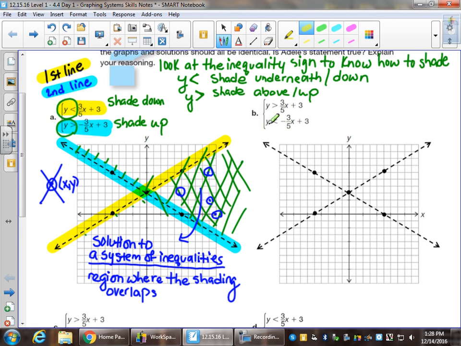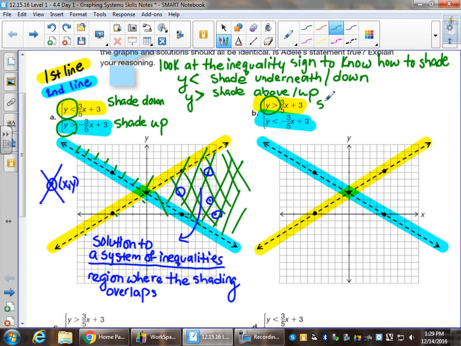So my colors are going to stay the same. The first line is yellow. This is an increasing slope, so I know it's this one. Second line is blue. It's my negative slope. It's got the decreasing line. Now the inequality signs have changed here. So let's see, are we going to shade above or below, up or down? This says Y is greater than. So that's shade up. This says Y is less than, shade down.